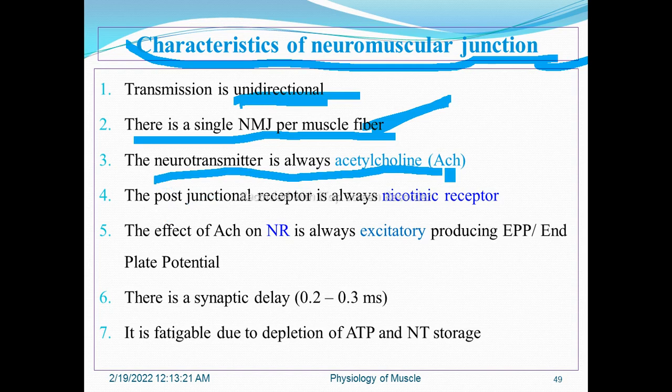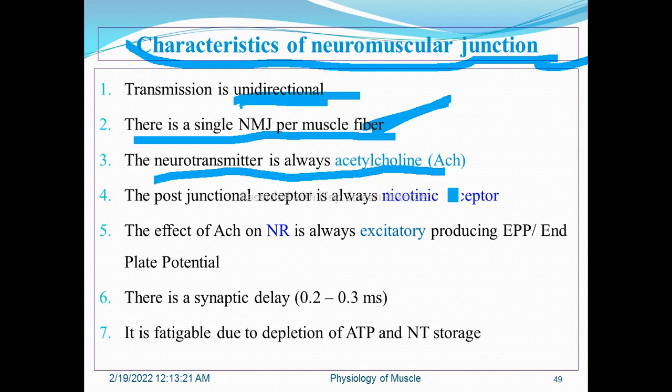It is synthesized from choline and acetyl CoA by the action of choline acetyltransferase. The acetylcholine is stored as a complex with ATP, packaged in vesicles. It is released by calcium-dependent exocytosis. As I told you, acetylcholine is released from the neuron end plate by calcium-dependent exocytosis. It is metabolized by the action of acetylcholinesterase.